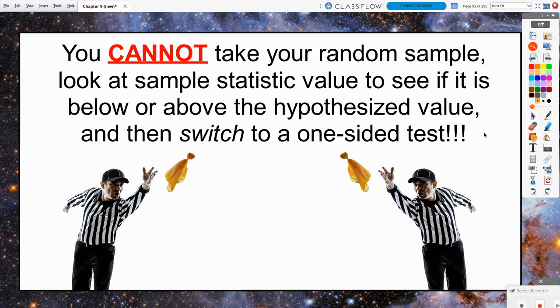Now, here's the thing. We cannot take a random sample, look at where that sample proportion is, see if it's above or below the hypothesized value, and then decide from there that our alternate hypothesis should be less than or greater than, making it a one-sided test. You really have to decide if it should be a one-sided or two-sided test before you take your random sample and look at your sample proportion.